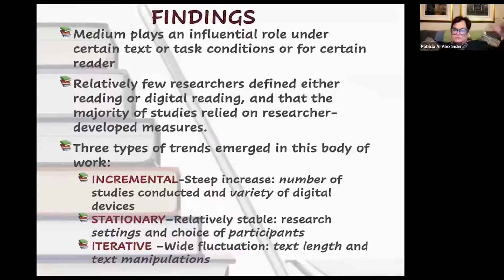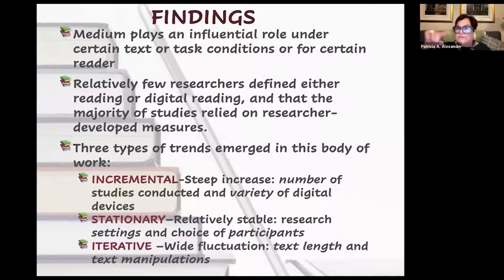Now, the stationary trends are those that look fairly flat. They're not changing very much. And that is that they look at these things in the same sort of research settings that they typically do, and the choice of participants is fairly consistent numerically. But where there's wide fluctuation, and where we thought we might have an answer, and that's what iterative means, that comes and goes, is the length of the text and whether or not those texts were manipulated: whether the person doing this research particularly crafted them in a certain way, or were they using really existing text, what many of you would call authentic text, or not. And we found in our thinking that perhaps there were the keys to what we wanted to know.